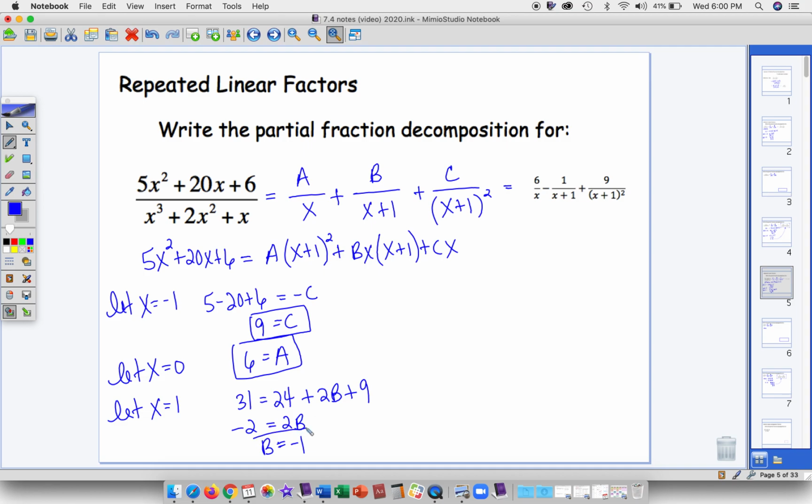And there you go. The nice thing about these problems, well, if you think this is nice, you can always check these by adding these together. If you add these 3 fractions together, you should go back to your original expression. So all of these problems can be checked, which is a nice thing.